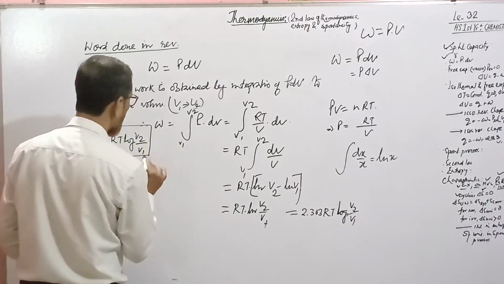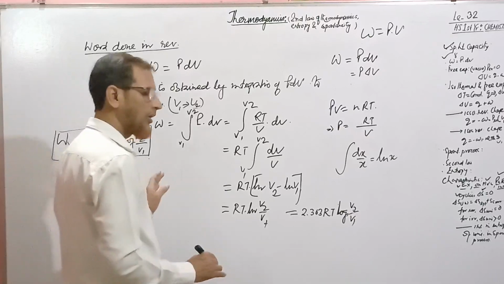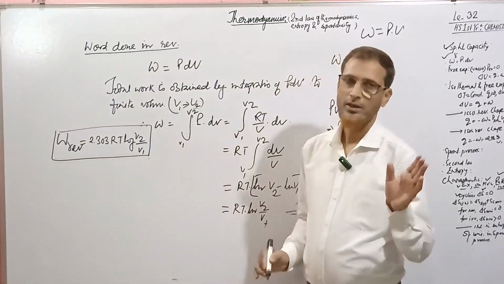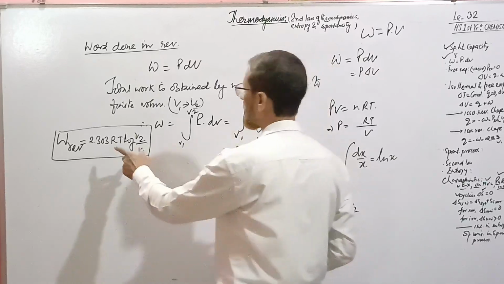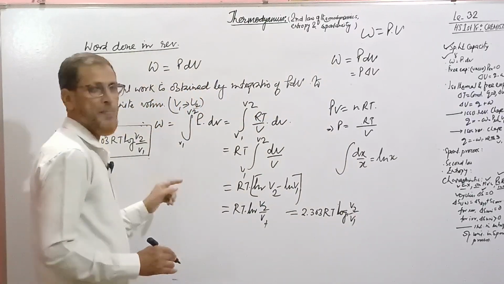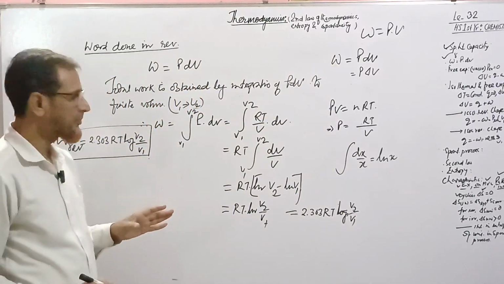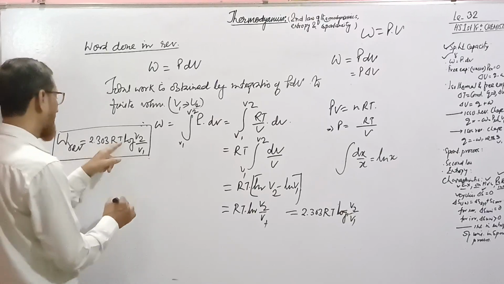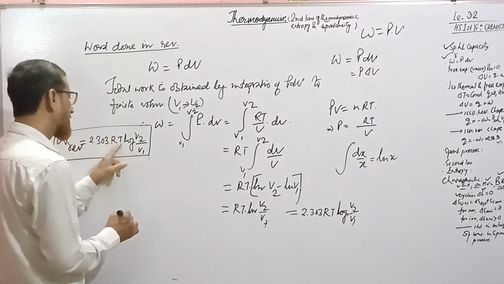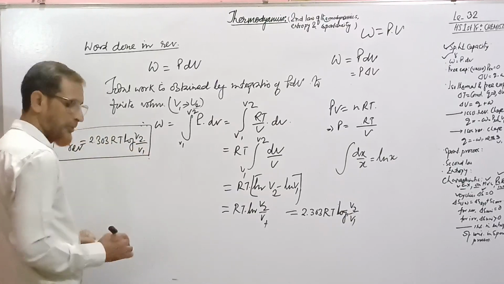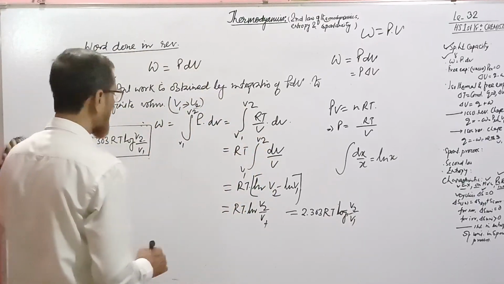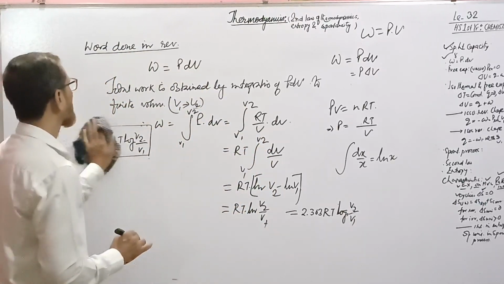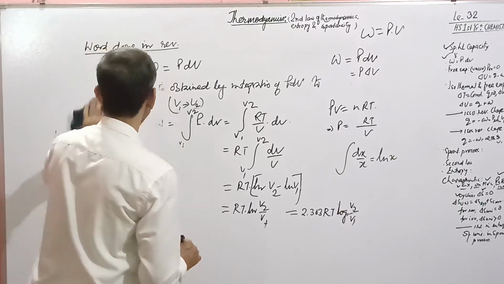This is the expression that very often appears in questions in the exam. So you should use W reversible equal to 2.303 RT log V2 by V1. And if the number of moles of the gas is given, you just add n here: 2.303 nRT log V2 by V1. Am I right? You add n. So this is the expression for work done in a reversible process.